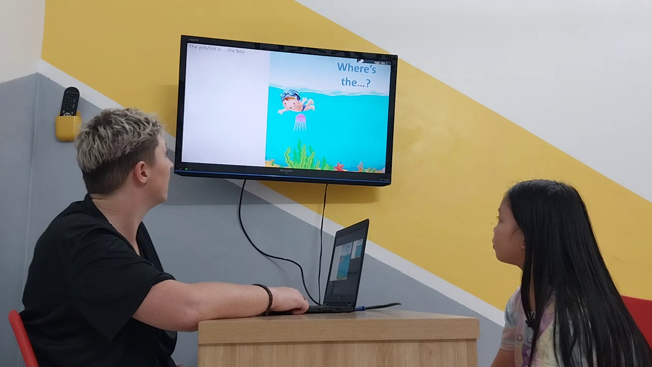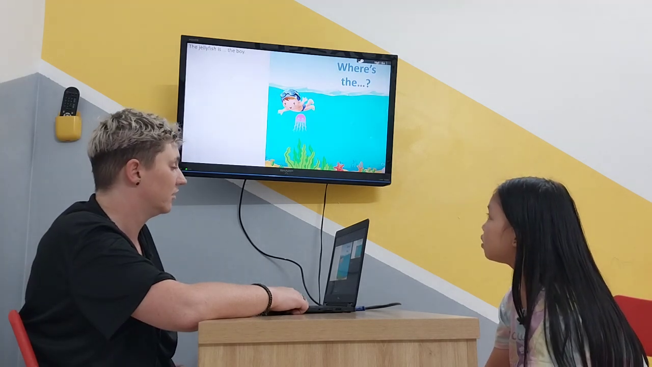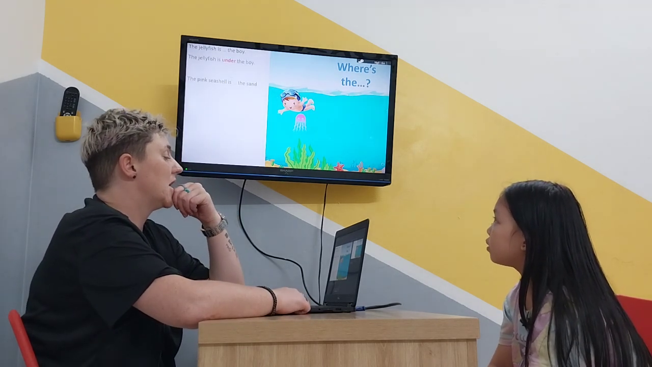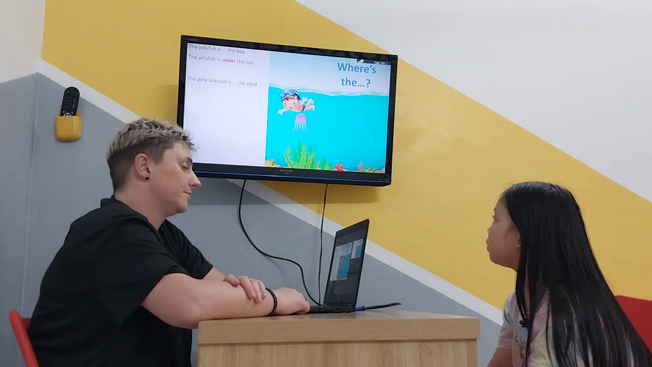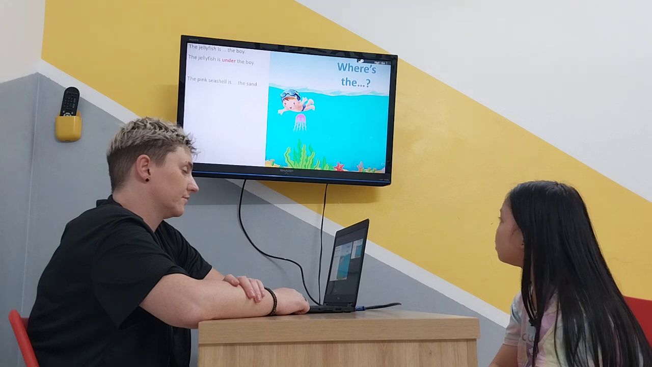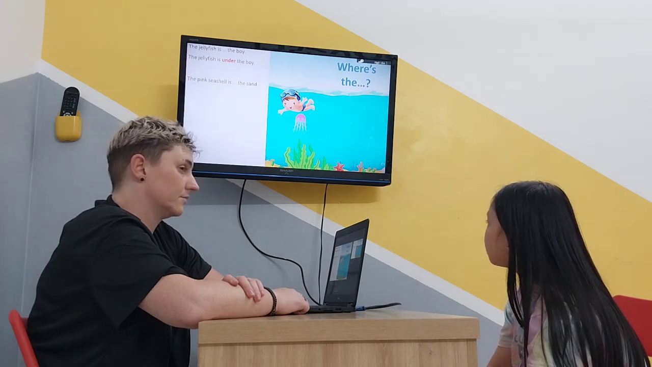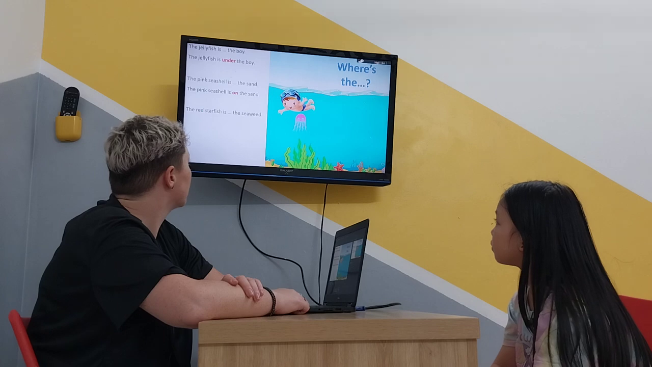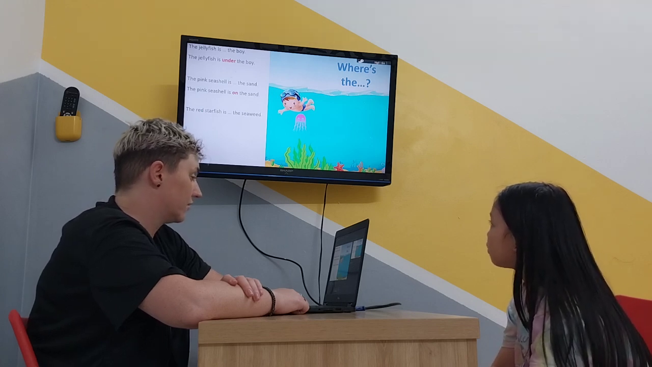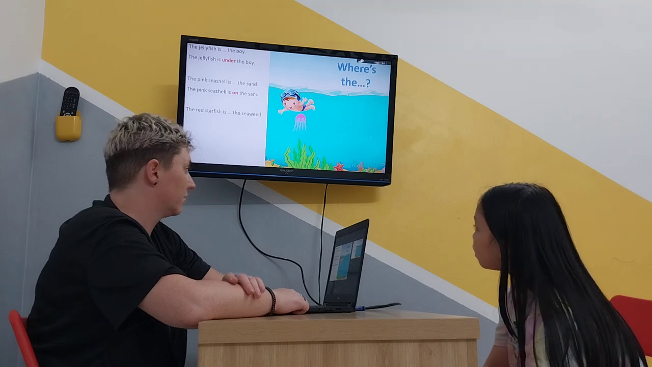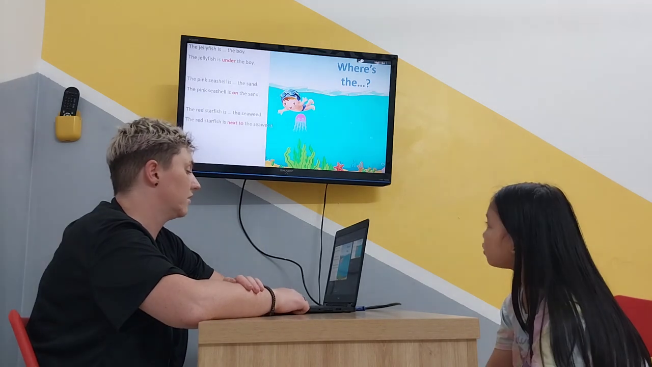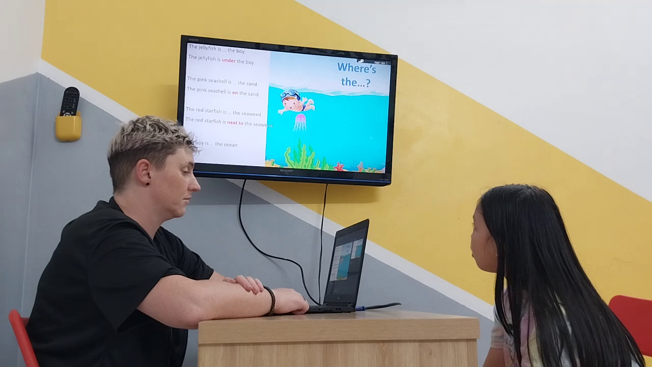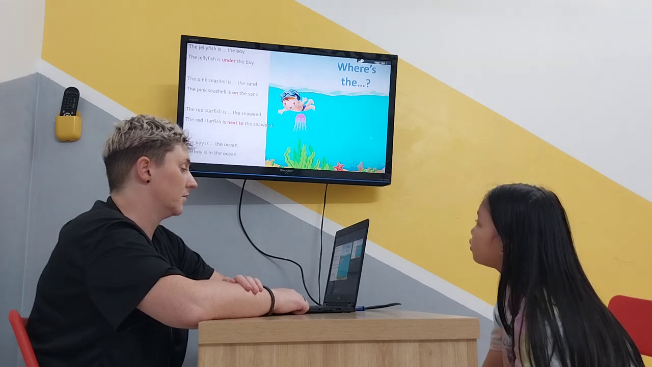Okay. So, where's the jellyfish? The jellyfish is under the boy. Good. Where's the pink seashell? The pink seashell is on the sand. Good. Where's the red starfish? The red starfish is next to the seaweed. Where is the boy? The boy is in the ocean. Good.